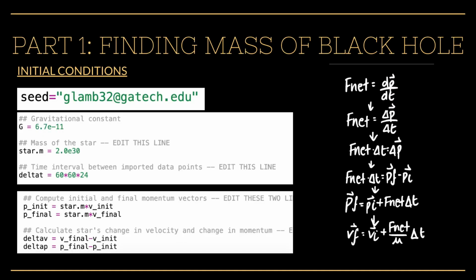First, for manipulating the GlowScript code, I put in my email, and then I was able to set the gravitational constant as well as take the mass of the star from the lab and then set up the delta t. Then I was able to compute the initial and final momentum vectors just by multiplying the initial and final velocity times the mass of the star, and then I was able to calculate the change in velocity and the change in momentum just by subtracting the initial from the final of both.